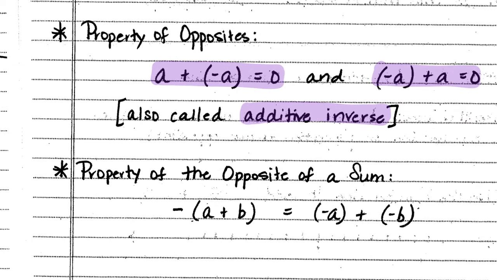Property of the opposite of a sum. The property of the opposite of a sum. Notice that this negative is on the outside right here, and it's kind of just distributed to both to show that this is a -a plus a -b. Property of the opposite of a sum.